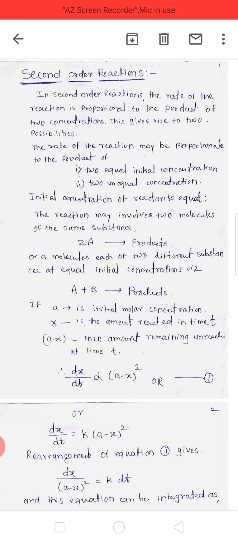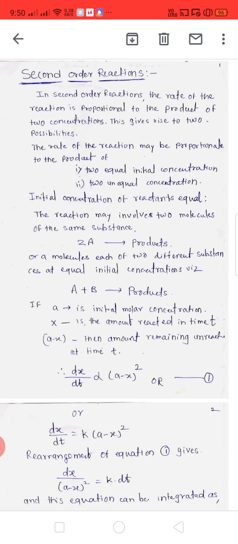Already all of you learned first order reaction in the FY basic class. Paper second, the name of the chapter is Chemical Kinetics. So today all of you will learn second order reaction. At the beginning, you understand the definition of second order reaction.